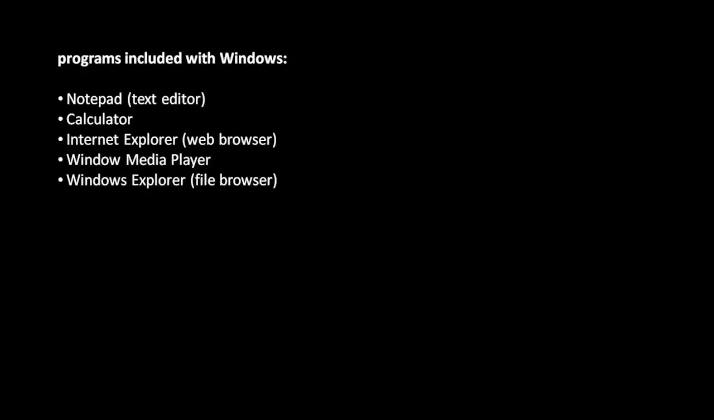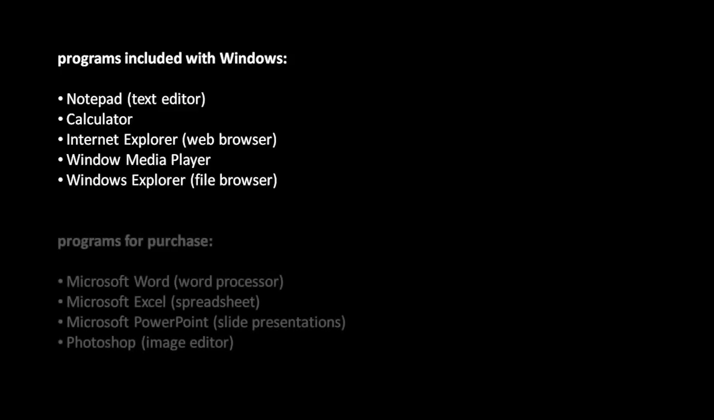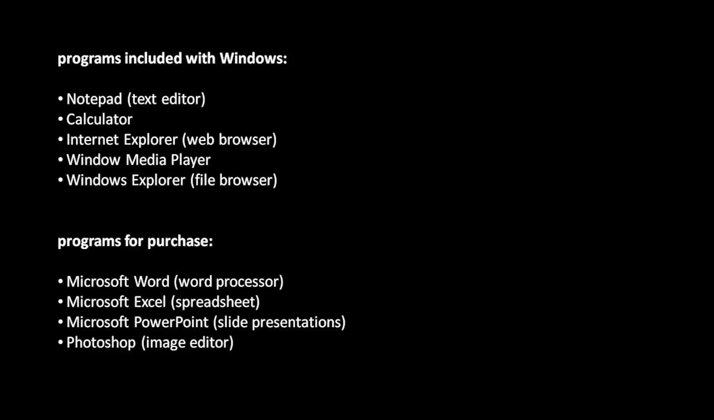However, if you wish to do more with your computer, then there are programs which you can buy to install on your system. For example, the most notable programs you might consider buying include Microsoft Word, which is Microsoft's word processor, Microsoft Excel, which is their spreadsheet, Microsoft PowerPoint, which is their slide presentation software, and Photoshop, which is made by Adobe and is an image editor.